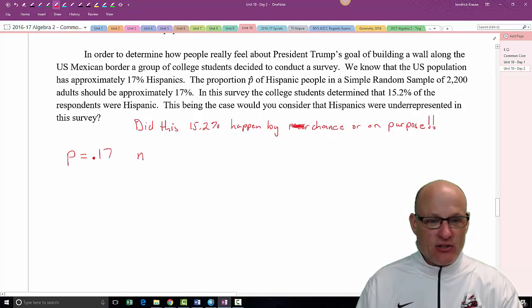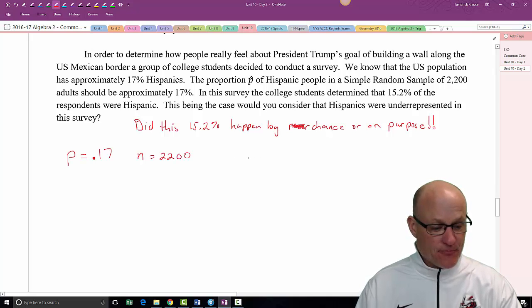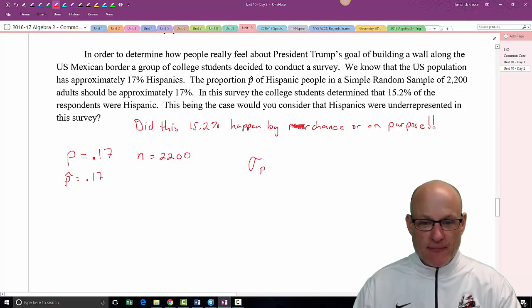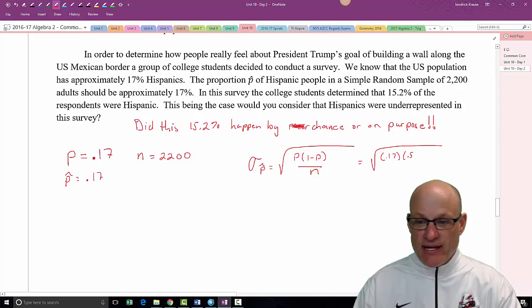We know that our n size was equal to 2,200. What do we have to find? We need to find our standard deviation. So we're going to make our p hat equal to 0.17. Again, later on we're going to find out what happens when we don't know this, but that's later. So let's find our standard deviation. Our standard deviation of p hat is going to be equal to, we talked about this, the square root of p times 1 minus p over n. Write it a few times. So 0.17 times 0.83 over 2,200.